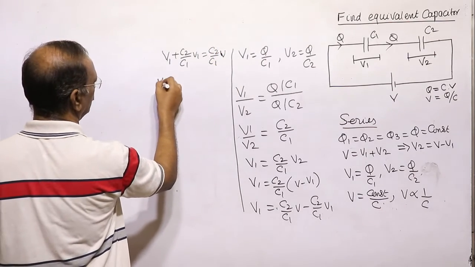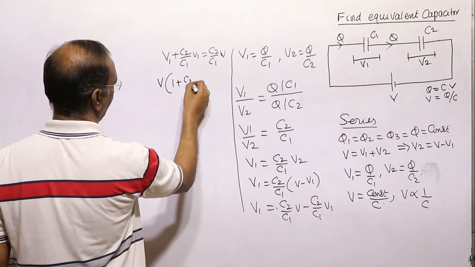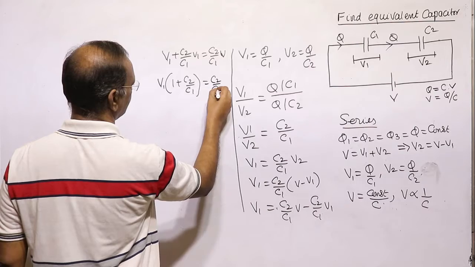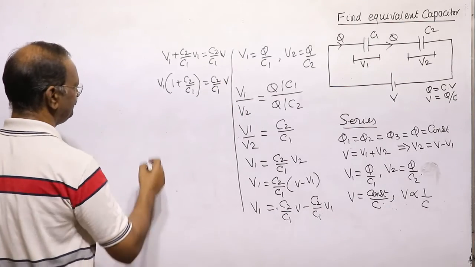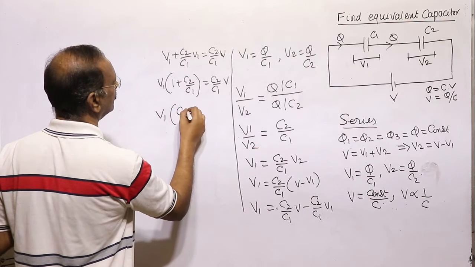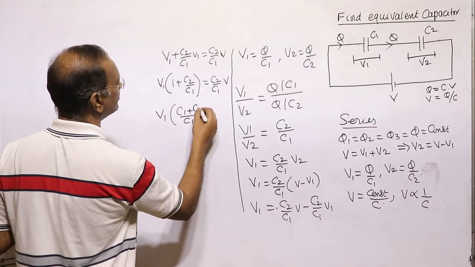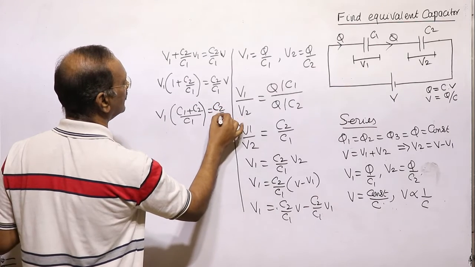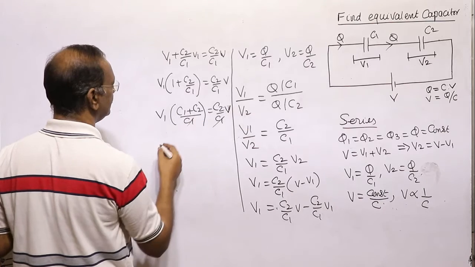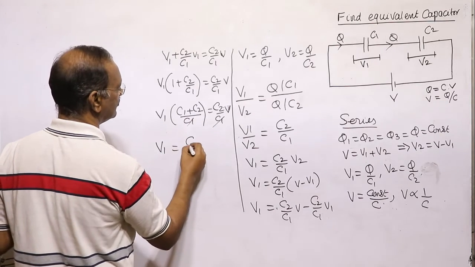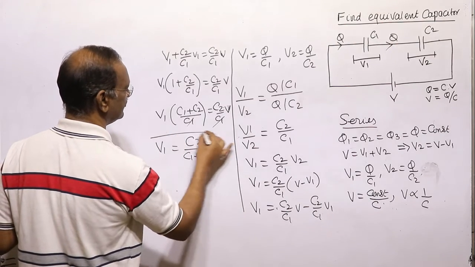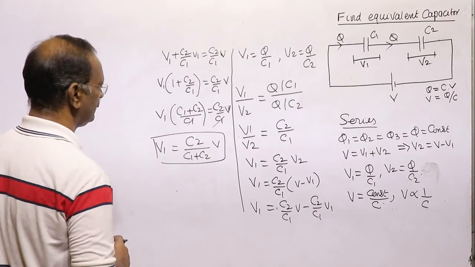If you take V1 common, this is 1 plus C2 by C1, so V1 into C1 plus C2 by C1 is equal to C2 by C1 into V. So we can cancel the C1, and V1 is equal to C2 by C1 plus C2 into V. Now let us talk about V2.